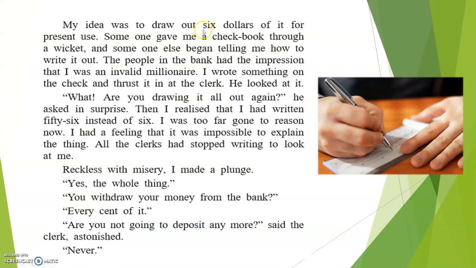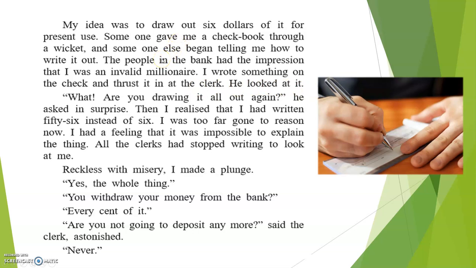My idea was to draw out $6 of it for present use. Someone gave me a checkbook through a wicket, and someone else began telling me how to write it out. The people in the bank had the impression that I was an invalid millionaire. I wrote something on the check and thrust it at the clerk. He looked at it.